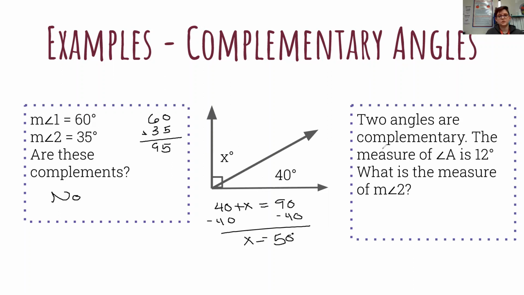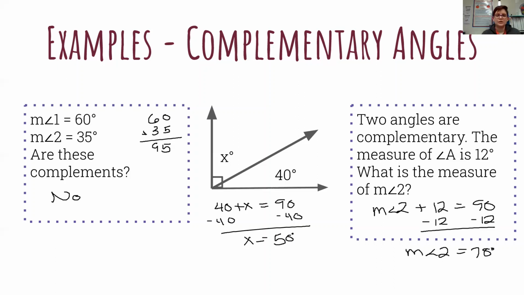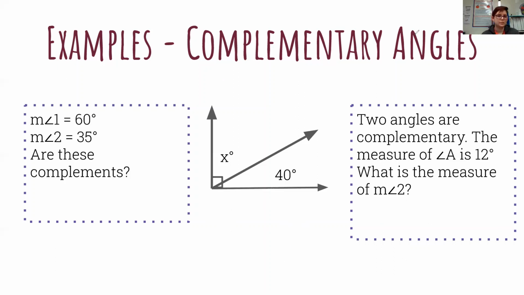Our next one, two angles are complementary. So we know when we add them, we'll get 90 degrees. The measure of angle A is 12 degrees. What is the measure of angle 2? Okay, so we're told that they're complements. It doesn't matter if they're named differently. So we have the measure of angle 2 plus the measure of angle A, which is 12, equals 90. We're going to undo that with subtraction. We get the measure of angle 2 equals 78 degrees. And let's do a few more, slightly more complicated examples.